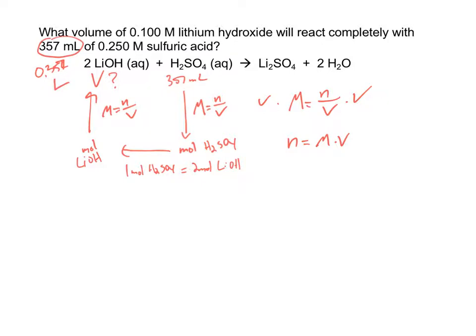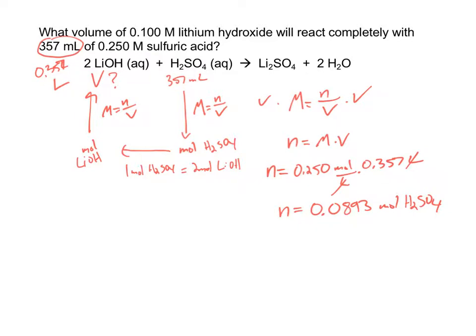Right, so the moles of sulfuric acid, back over here on the right, I have 0.250 moles per liter times 0.357 liters. And so the moles of sulfuric acid, I get 0.0893. Right, so now I'm at this point in my calculation.